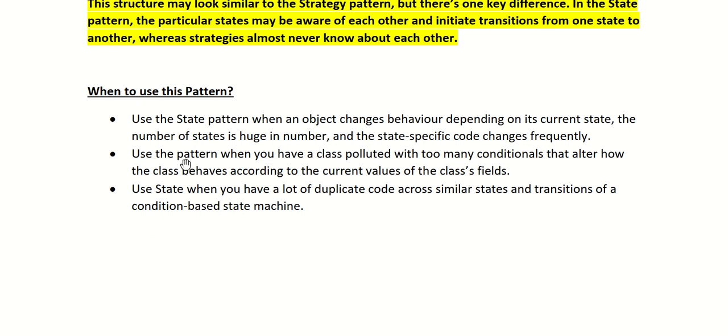So you have a service class or a state machine class, and that state machine class is basically polluted by too many conditional statements based on the state values. That's what they are saying: use the pattern when you have a class polluted with too many conditionals that alter how the class behaves according to the current values of the class fields. In such cases I think this pattern can be a candidate to use as a solution. Use the state pattern when you have a lot of duplicate code across similar states and transitions of a condition-based state machine, as I already explained.